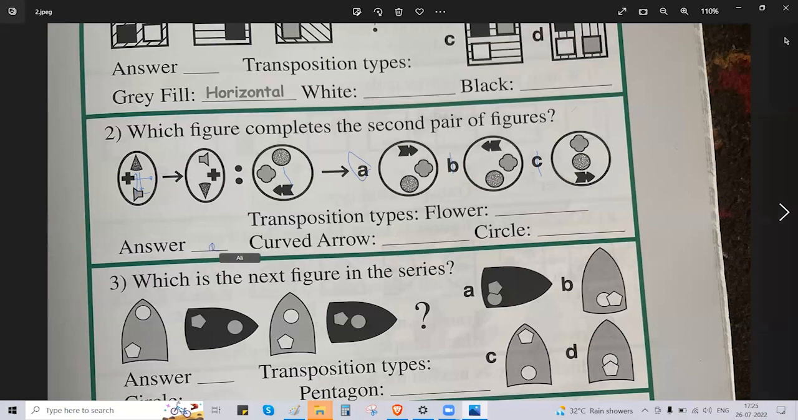Try to use the text tool. Okay. There, that's the answer. And I'll click there. That's the answer. That's better. Anyways, the transposition types are, so the flower is, let's see here. The flower goes horizontally to the side. So the flower goes horizontal.